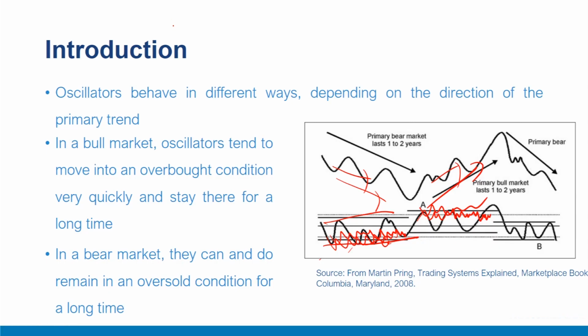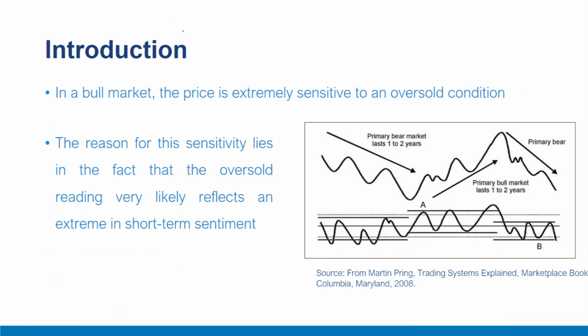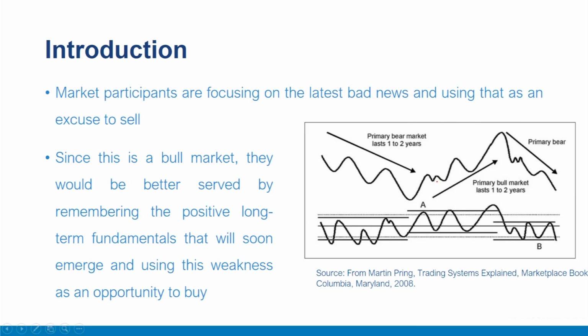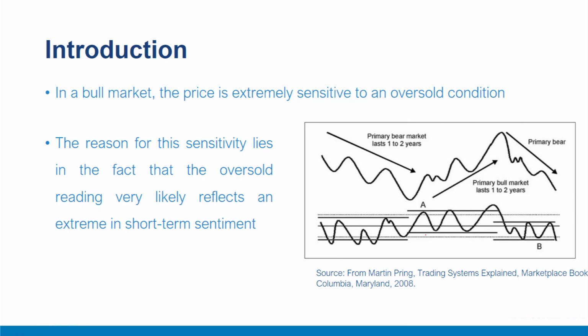Another very important point here is that if you have an idea of the direction of the primary trend, whether it is a bull or bear trend, you can anticipate what price action might follow from a specific overbought or oversold reading. In a bull market, price is extremely sensitive to an oversold condition. That means in a bull market, if price is at an oversold condition, you would expect it to rise very sharply or jump, or some kind of reversal to take place from here.